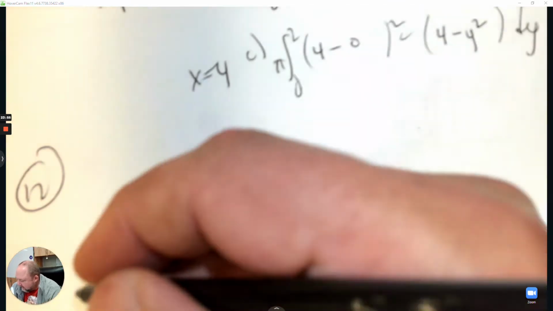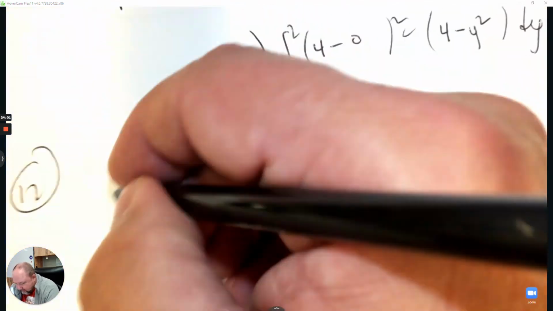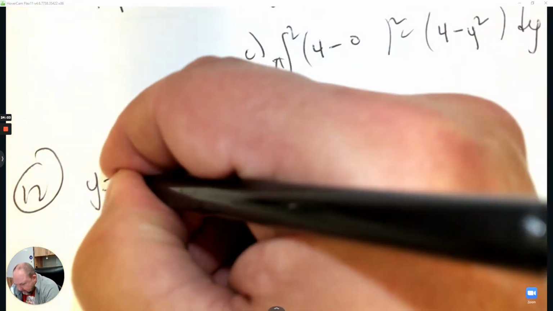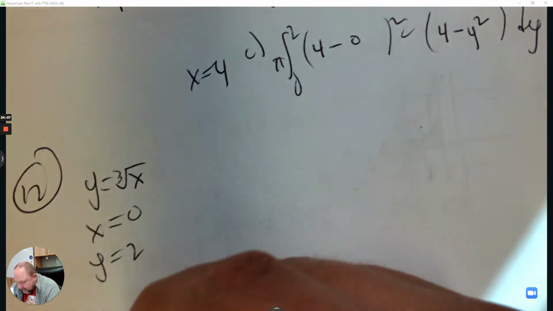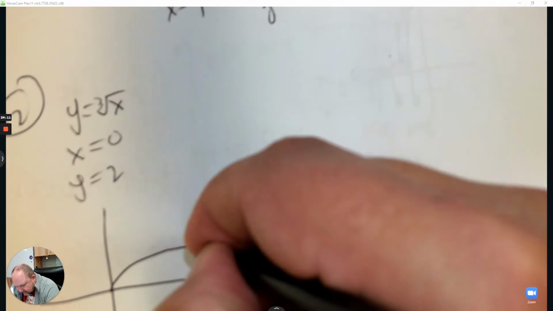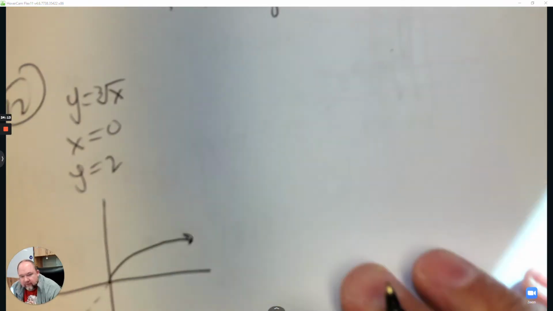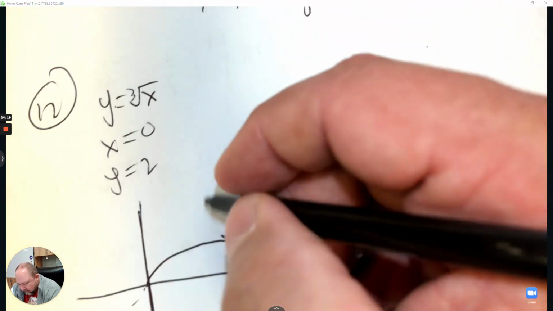Without using a calculator, find the volume of a solid formed when the region bounded by the cube root of x, x equals 0, y equals 2. So we'll start there. So the cube root looks like this, but also looks like this to the left, but we're not going to worry about the part on the left. X equals 0 and y equals 2.